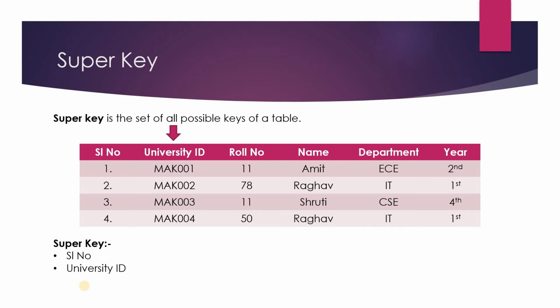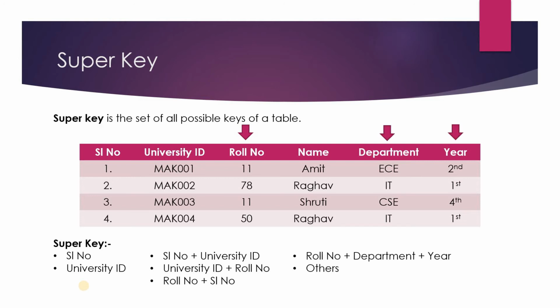Now we can combine the serial number and the university ID to form a key. We can combine the university ID and the roll number to form a key. We can combine the serial number and the roll number to form a key. And as we already discussed, we can combine the roll number, department and year to form a key. Now there can be a lot more combinations than this. So super key is a set of all these possible combinations. So the super key includes all the combinations that are possible in this table.